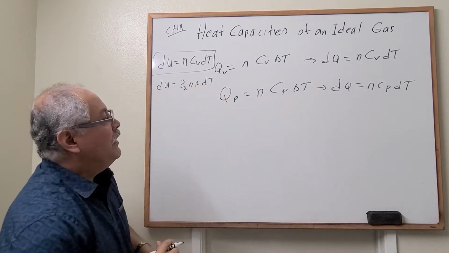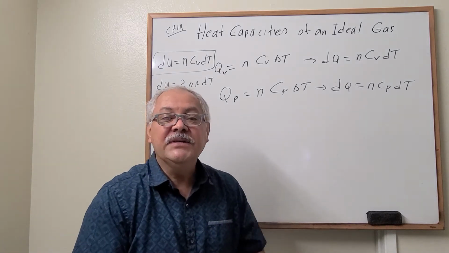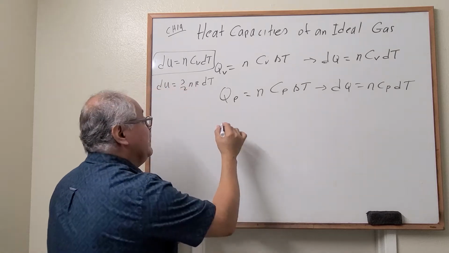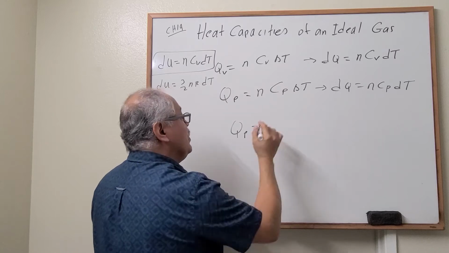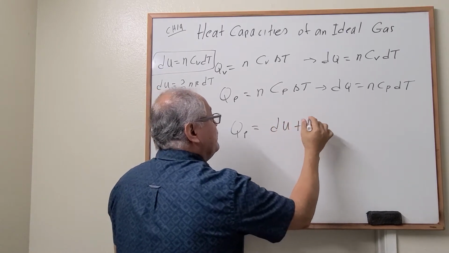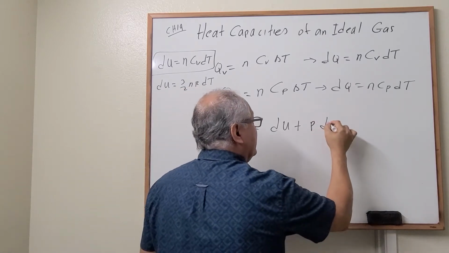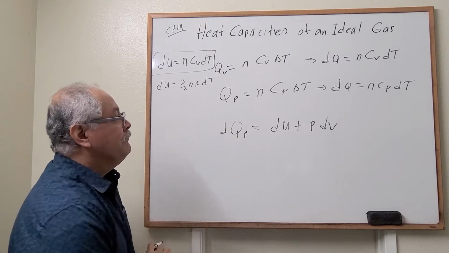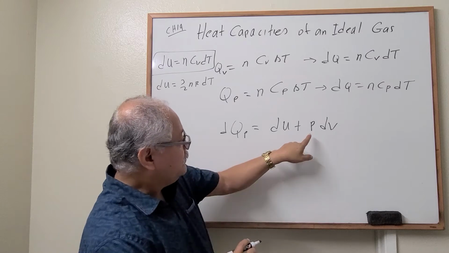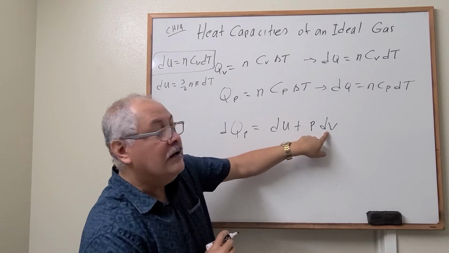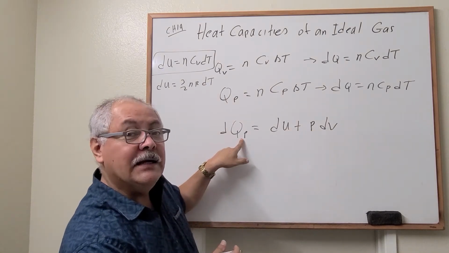Perfect. Now, what happens when we add this to the first law of thermodynamics? Let's do it. So what do we have? The same thing: heat at constant pressure is equal to the change in internal energy plus P dV, using infinitesimal changes here. But in this case, the volume is not constant, it's changing. The pressure is constant, of course, according to this statement.